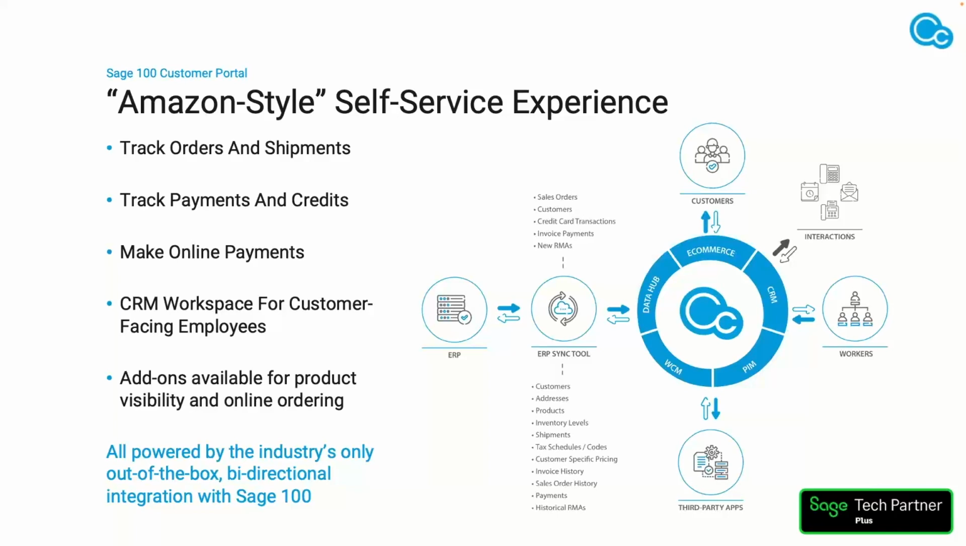On the flip side, when a customer uses their portal, for example, to make a payment on an invoice or request an RMA, that data will be synced from the CIMcloud portal to the Sage ERP. So this is going to create that smooth and easy self-service environment, allowing customers to track orders and shipments, make online payments, and keep track of those payments.